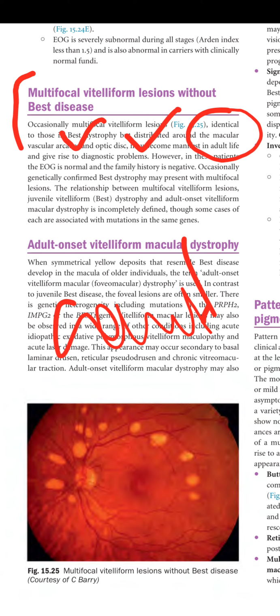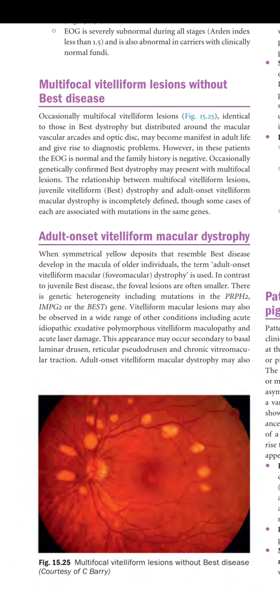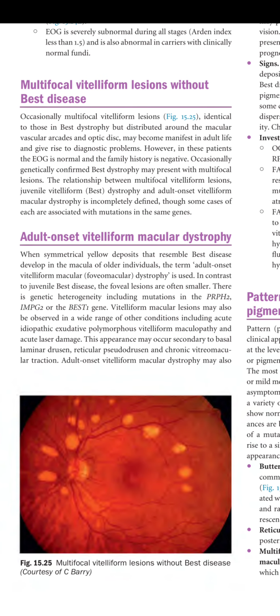Occasionally, genetically confirmed Best dystrophy may present with multifocal lesions. The relationship between multifocal vitelliform lesion, juvenile vitelliform Best dystrophy, and adult onset vitelliform macular dystrophy is incompletely defined, although some cases of each are associated with mutation in the same gene. So this is a multifocal vitelliform lesion without Best disease. You can see multiple lesions around the arcades.